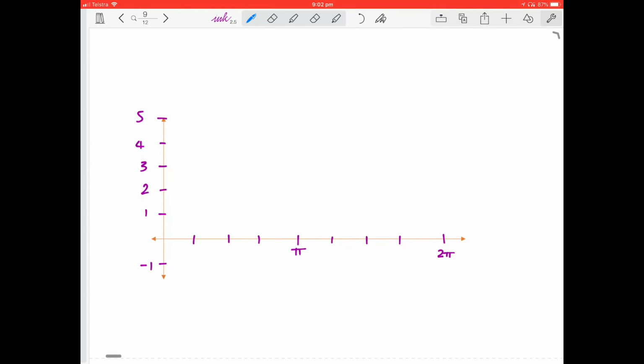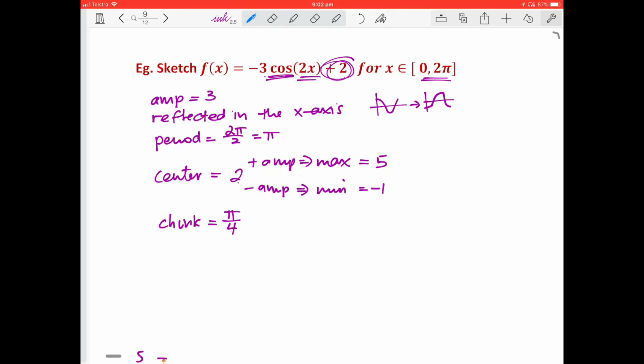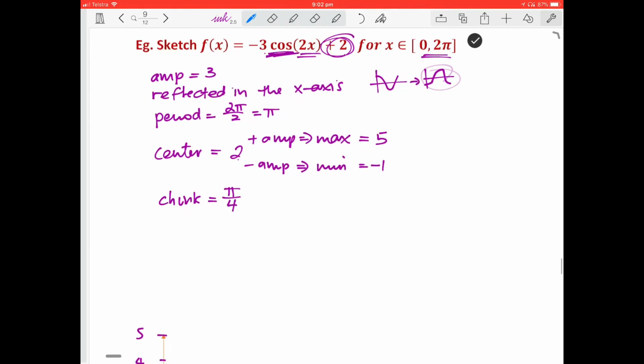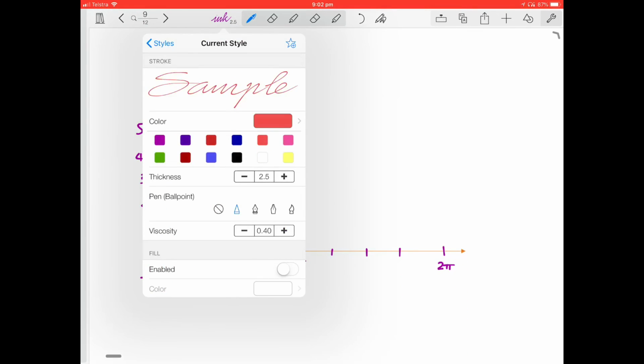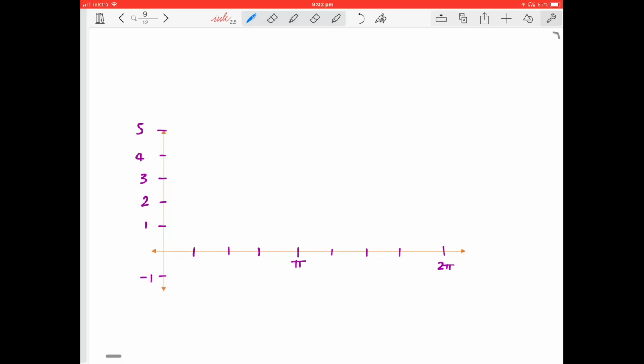Okay, so it is a Cos graph, but it's upside down. So it's got to start at the bottom. Instead of starting at 5, it's going to start down the bottom at -1. We know that every chunk, every chunk it's going to move.